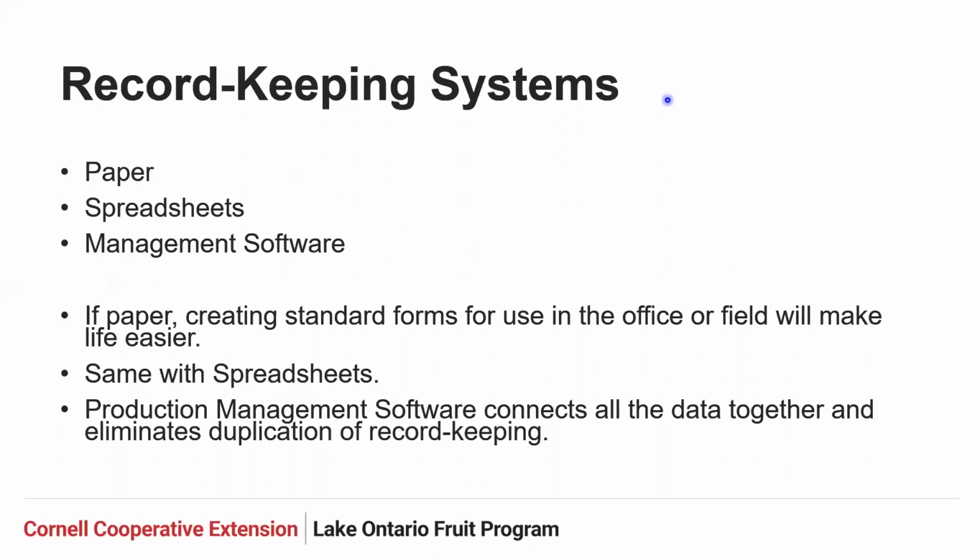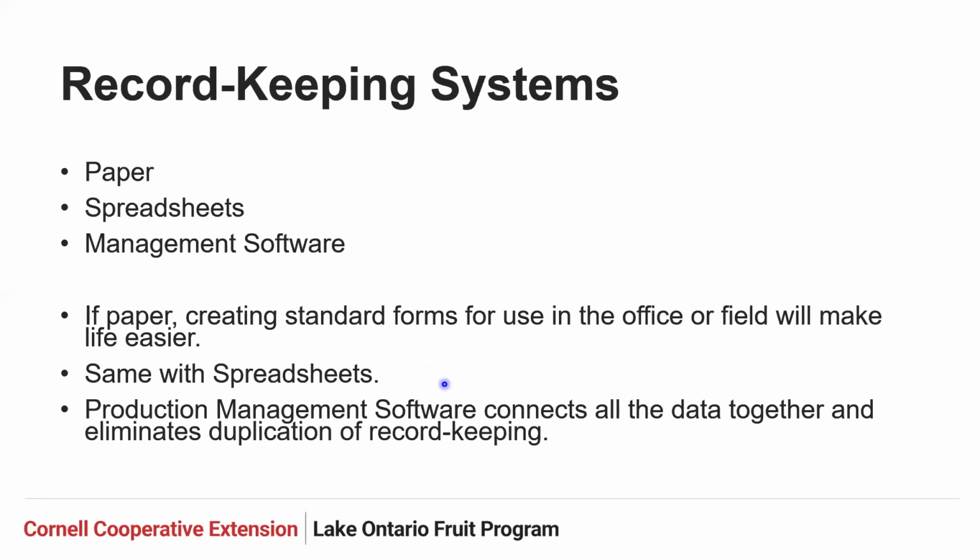Different types of record keeping systems for these records. Possible ways to track these records are paper, spreadsheets, and production management software. Pick the type of system that works for you. If you use a paper system, creating standard forms for use in the office or field will make life easier. You can create standard forms with blanks in them on Microsoft Office and print them out and then fill them out in the office or in the field. This will save you time.